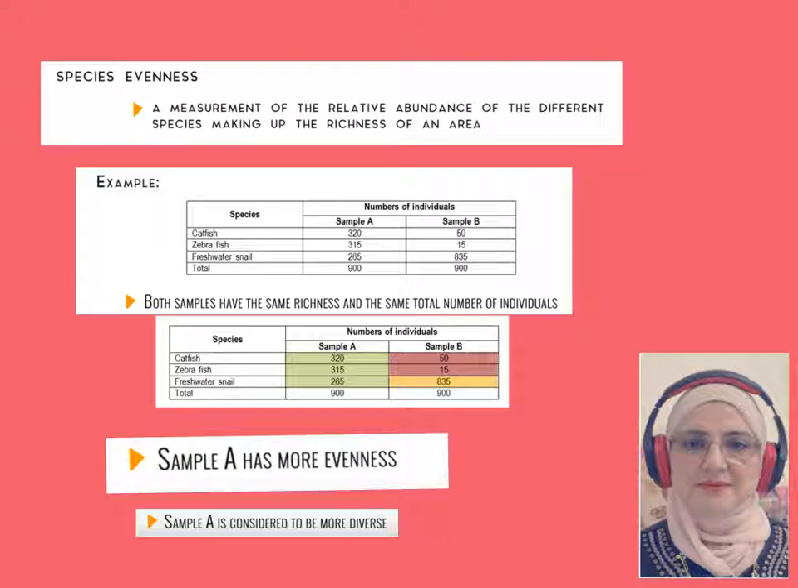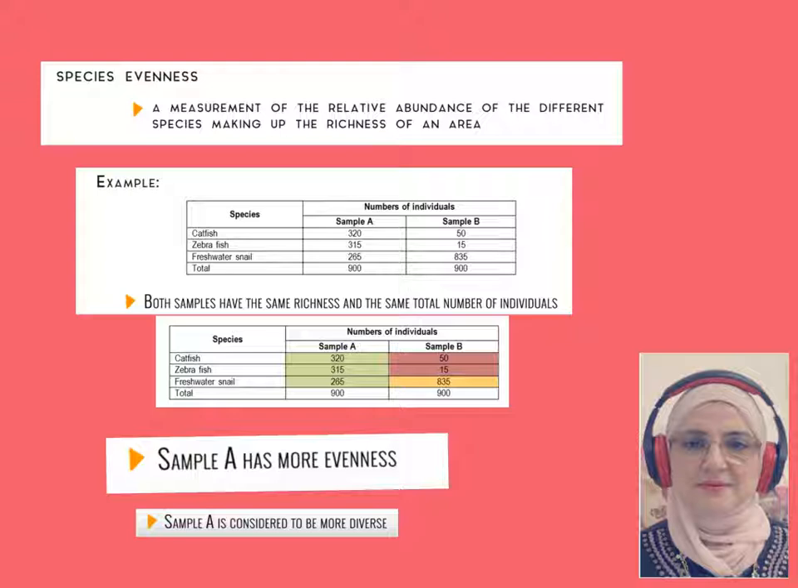On the other hand, species evenness is a measurement of the relative abundance of the different species making up the richness of an area. So it takes into account the relative abundance of individuals in each species. Looking at the same example, both samples have the same richness, as we have just said, and the total number of individuals is also the same in sample A and sample B, but the evenness is different.